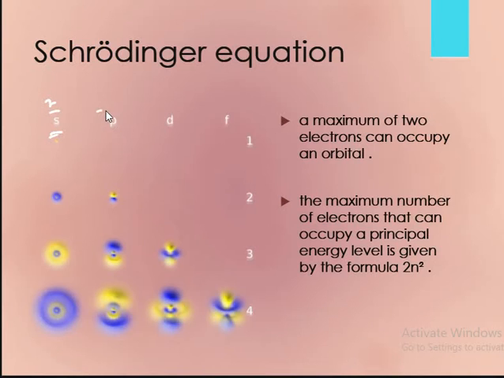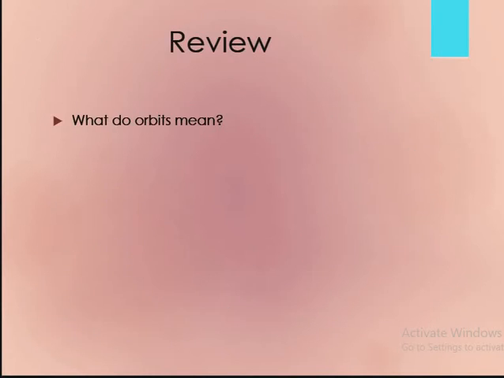I told you in p we have 3 types, px, py, pz, and that means the maximum is 6 electrons here. Because d has 5 types of orbitals, that means I will have 10, because each one of these orbitals will have 2 electrons, and f is 14 because we have 7 orbitals in f. I told you that in the last video.